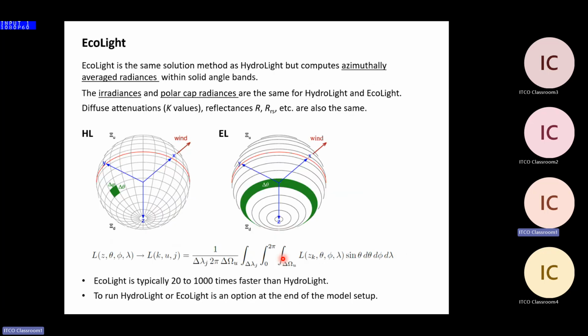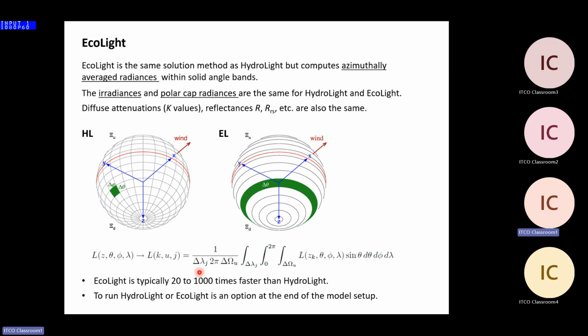And then the final thing I'll mention, because you'll see it, and in fact one of the exercises this afternoon asks you to run it, is Ecolite. Ecolite is part of Hydrolite. It's just a question that comes at the end of when you go through specifying the optical properties and everything. And all it is is an azimuthally averaged version of the normal code.